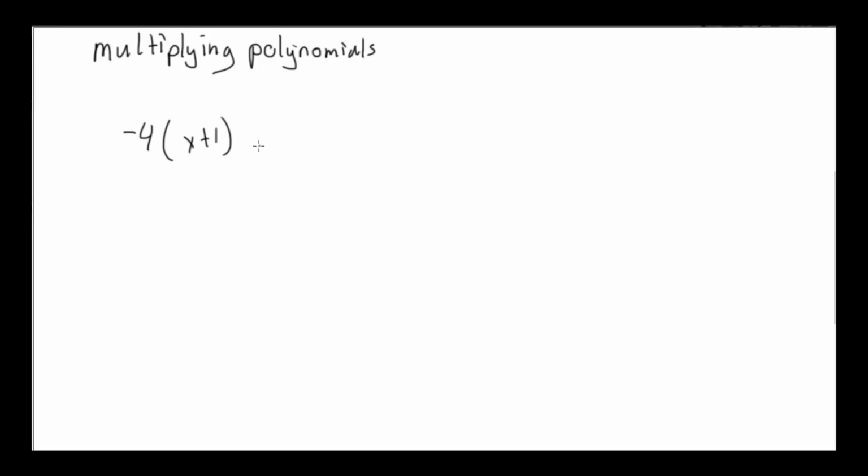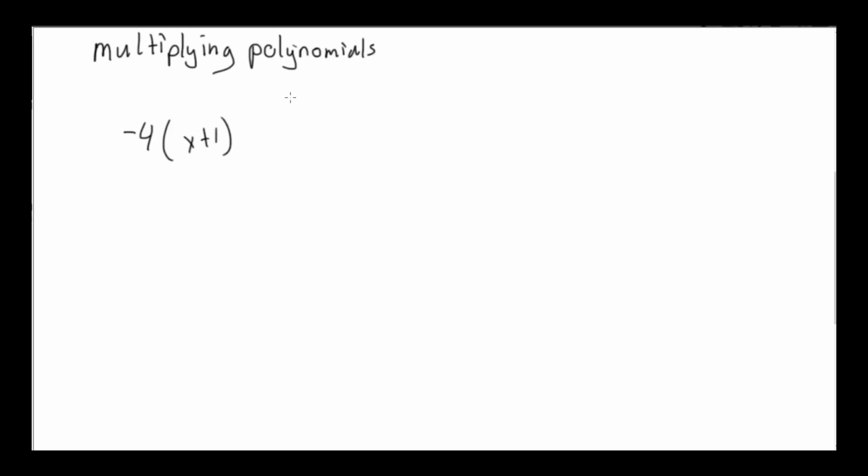Now we're going to cover multiplying polynomials. We've covered adding and subtracting polynomials and recognizing different types of polynomials. So this is the next logical step. On this problem, we have a -4 being distributed or multiplied into the quantity x plus 1.